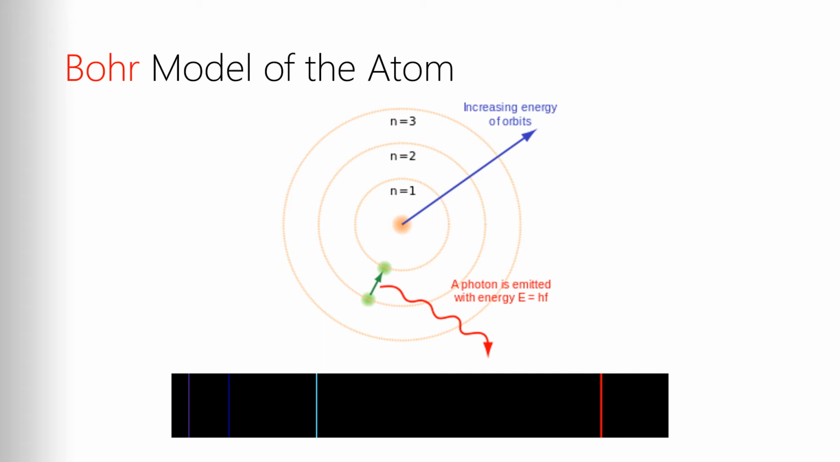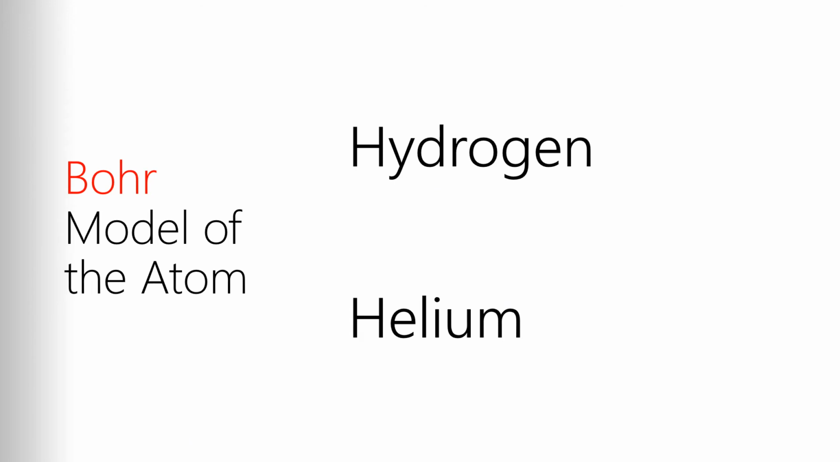The problem is Bohr's model of the atom works awesome for hydrogen, but it fails at helium. Once you get to a two-electron system, and that's the next element up there, once you get to a two-electron system, you can't solve the mathematics.